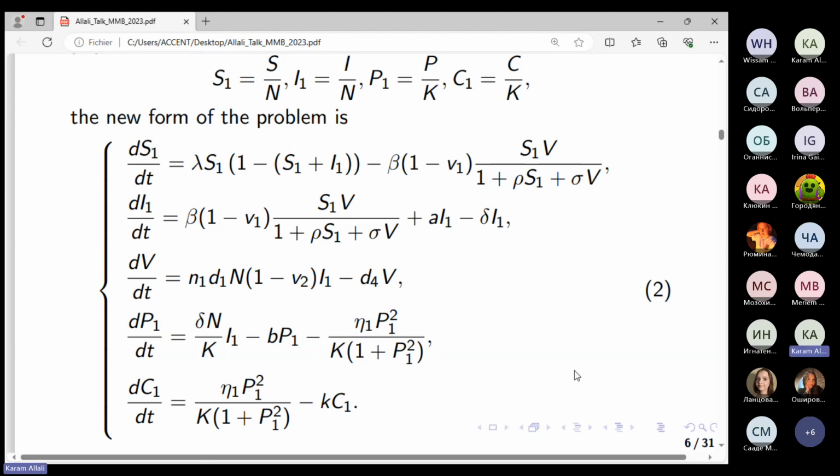Okay. So we have here the new model without dimension.